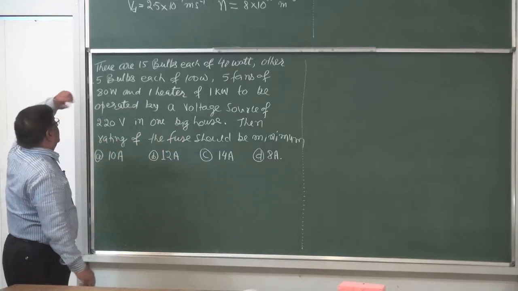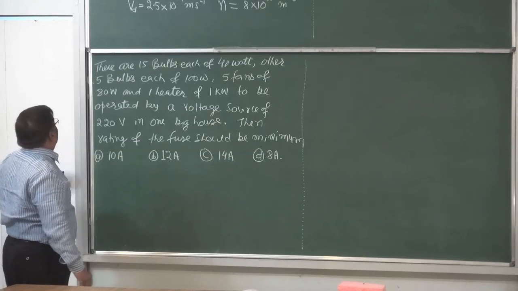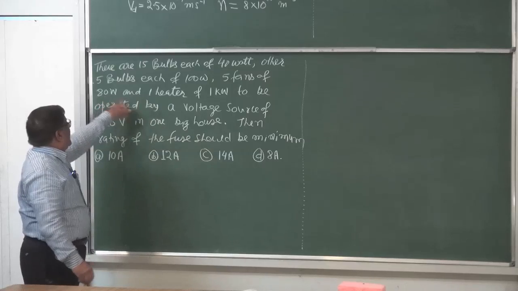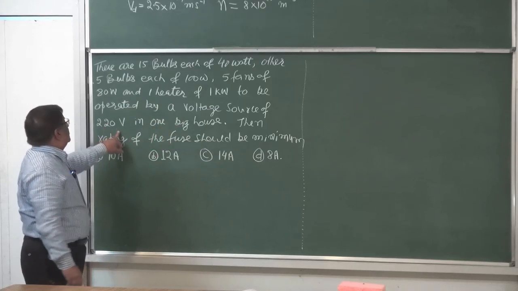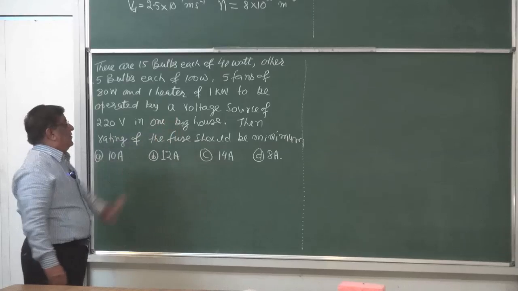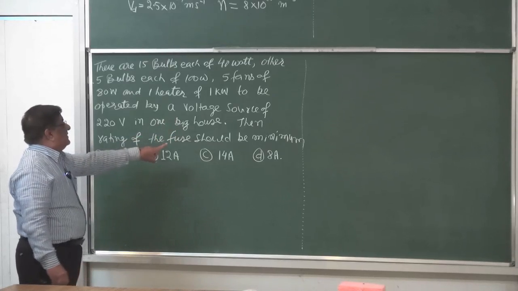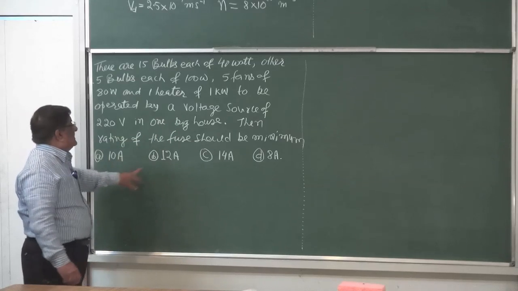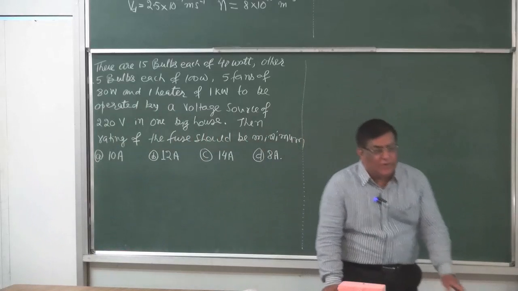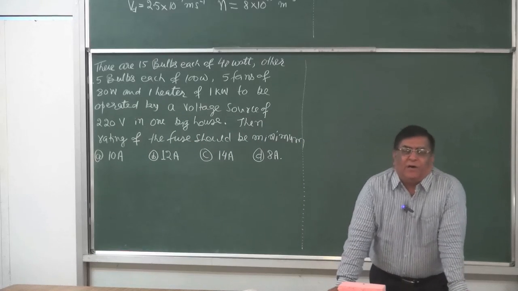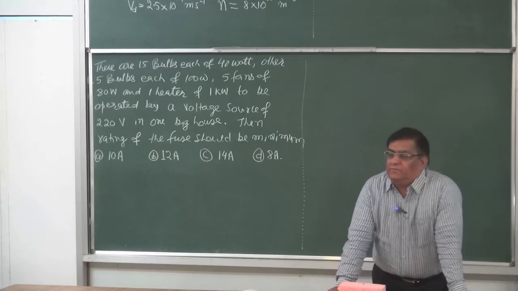there are 15 bulbs, each of 40 watt, another this, 5 fans this, heater this, operated by a voltage source of 220 volt in one house. Then rating of the fuse should be this. It is asking for our knowledge whether we know how the household wiring is done.